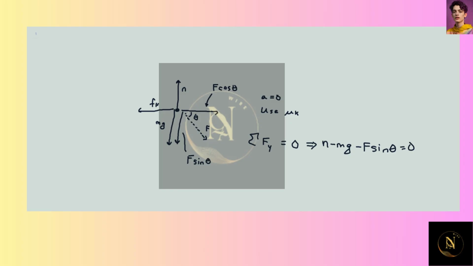And we can solve this for the normal force. N equals mg plus F sine theta. Now, since the friction force is the coefficient of kinetic friction times N, this is equal to mu k mg plus mu k times F times sine theta.